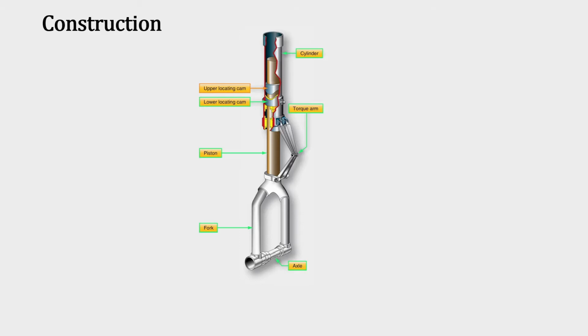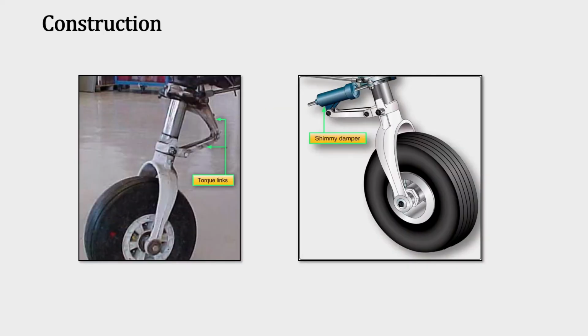Two chambers are formed. The lower chamber is always filled with hydraulic fluid and the upper chamber is filled with compressed air or nitrogen. Between the two cylinders, an orifice provides a passage for fluid from the bottom chamber to enter the top cylinder chamber when the strut is compressed. The left figure shows the torque link and the right figure shows the shimmy damper, which is used in the assembly of the strut. Now we will see the shock strut operation.